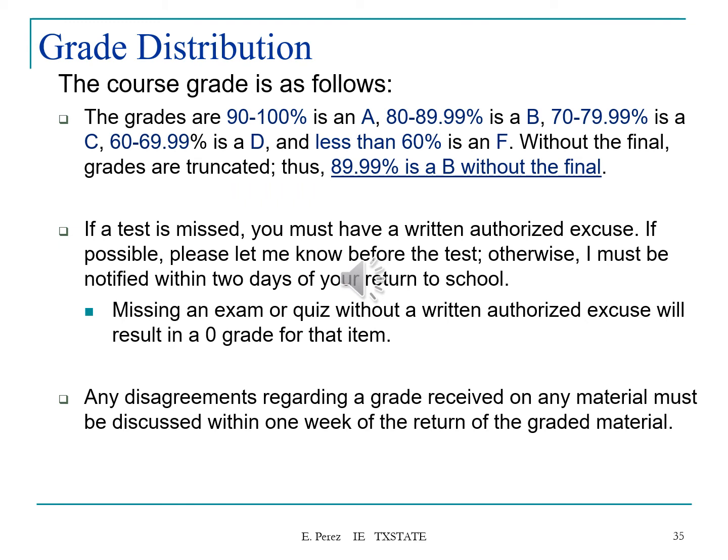The course grade follows the standard curve. Without the final, grades are truncated, thus 89.99% is a B without the final. If a test is missed, you must have a written authorized excuse. If possible, please let me know before the test. Otherwise, I must be notified within two days of your return to school. Missing an exam or quiz without a written authorized excuse will result in a 0 grade for that item.